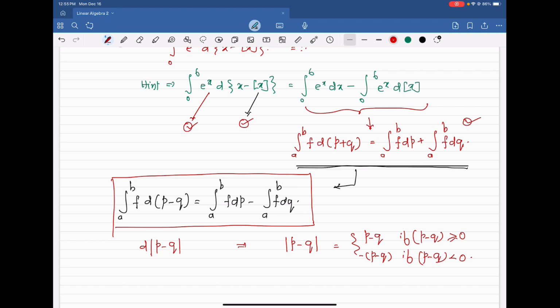That means d of absolute value of p minus q is not as simple as d(x minus box x) or d(p minus q), where p and q are different. When you put the absolute value, then definitely there will be something different, and we have to do the integration in steps, add these integrations, and find the final answer.